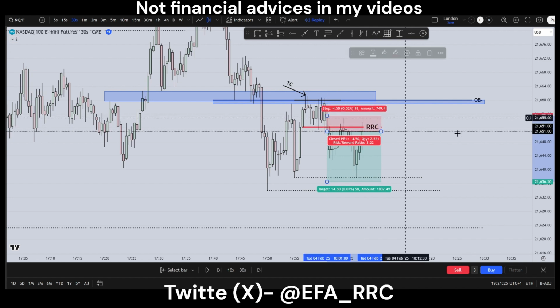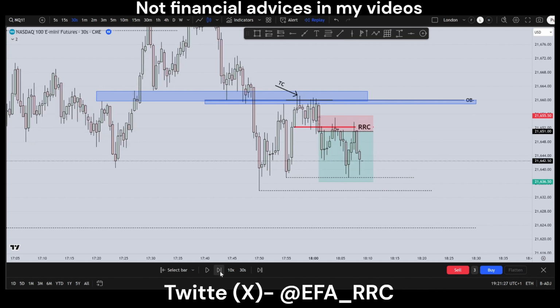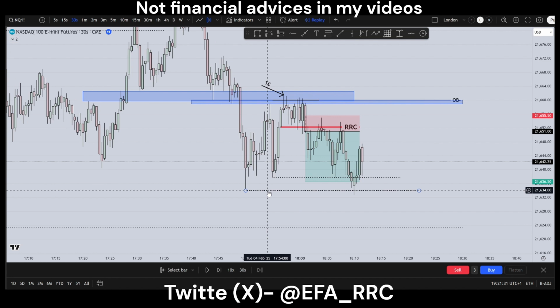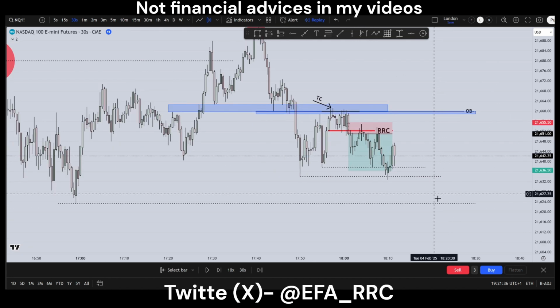And I just put it behind this swing high, and then we continue going down, and look, swing low taken and a nice reaction because of the ranging market.